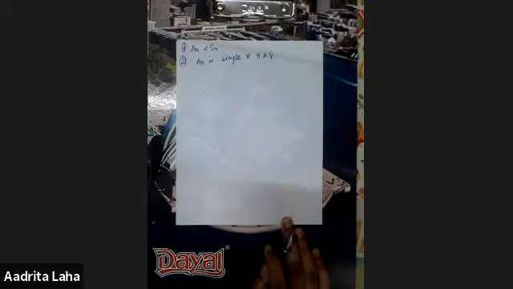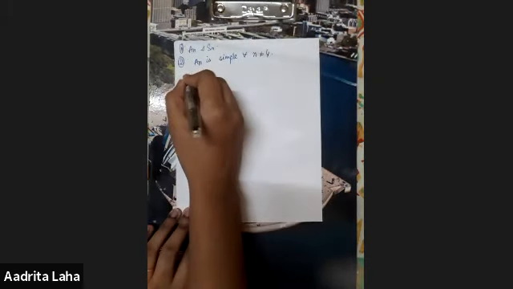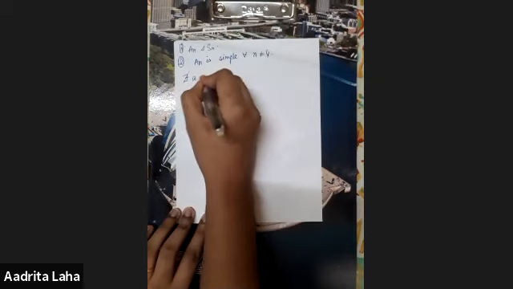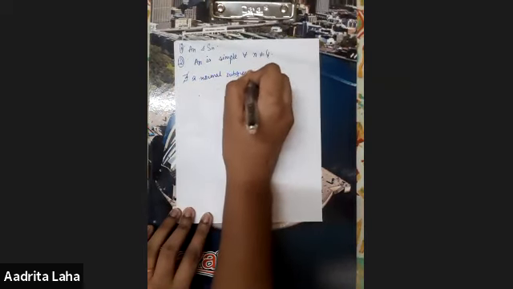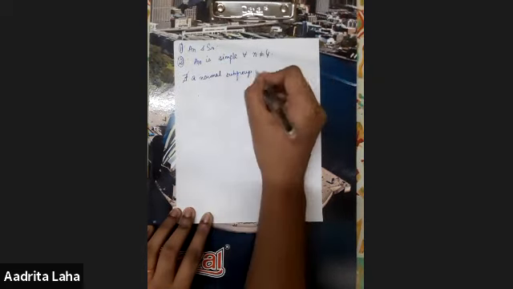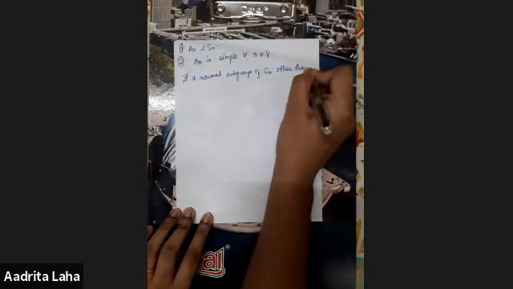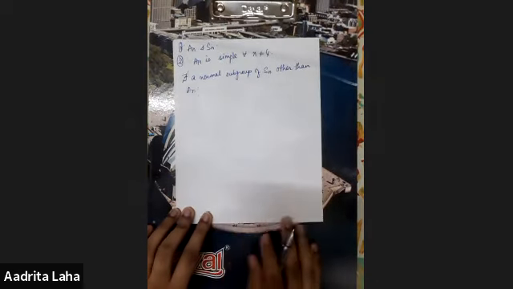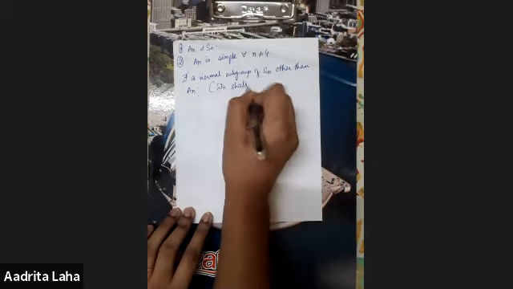Okay. So what we want to prove is that there does not exist a normal subgroup of Sn other than An. So this is what we shall show.